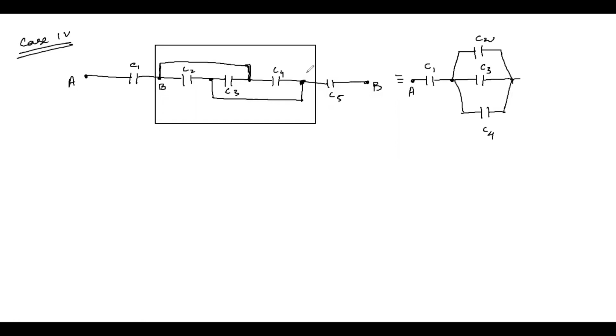And from this end, let's say that this is point C. From this end, you will have a capacitor C5, which is connected to this point. Let's say that this is point D, connected to this point D. So this is C5.